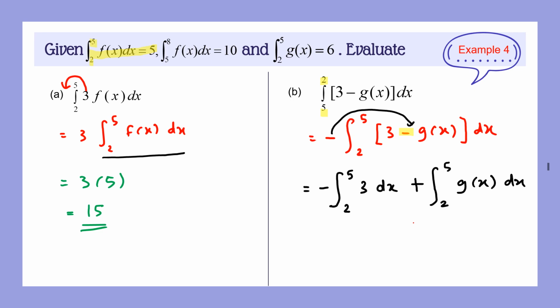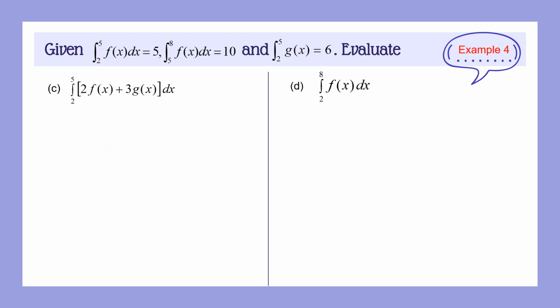Then we get plus integrate from 2 to 5 g(x) dx. Okay. Now, for this one, integrate from 2 to 5 3 dx, we can use property number 1. And then, integrate 2 to 5 g(x) dx, we can get from the information, from the equation. Integrate from 2 to 5, we get 6 here. So then, here, negative 3 times 5 minus 2 plus 6. So then, negative 3 times 3, we get negative 9. Plus 6, then finally we get negative 3 as the answer.